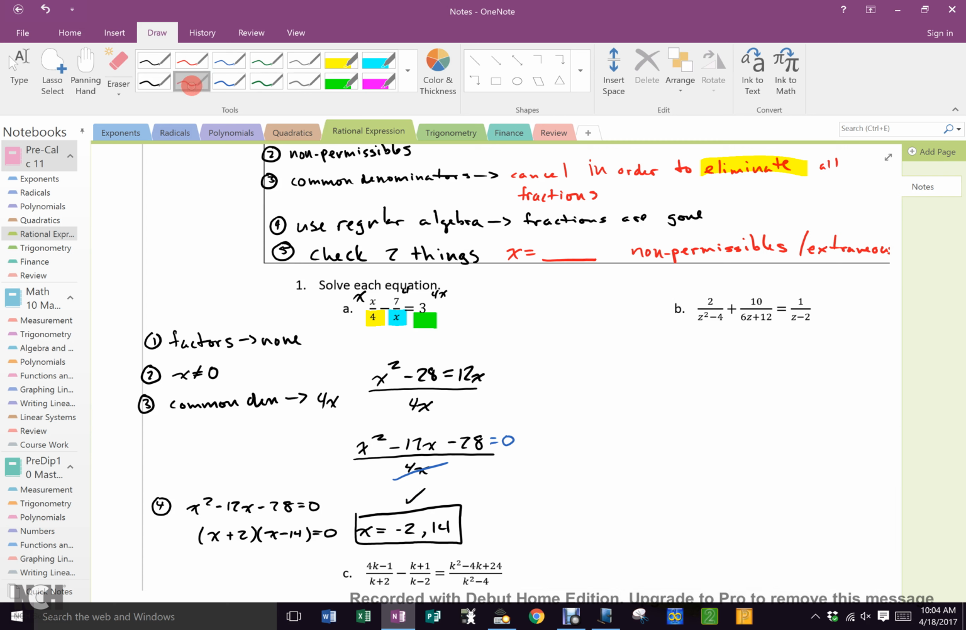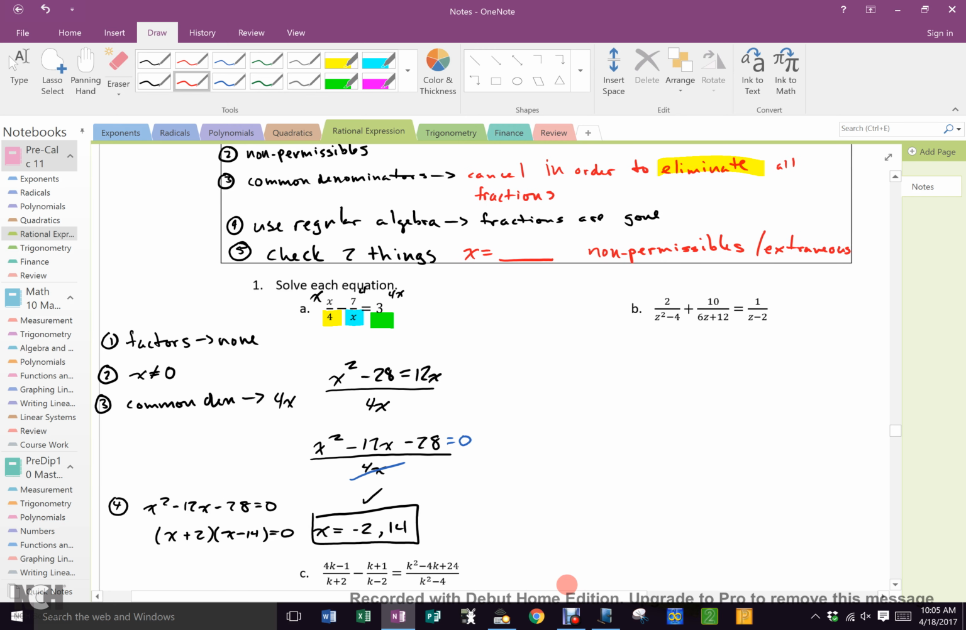14. 14 fourths minus 7 over 14 equals 3. 14 fourths is 7/2, yes? Minus 1/2, yes? Is 7/2 minus 1/2 3? Because that's 6/2. 6/2 equals 3. Is everybody good? Ranveer? Of course. Is everybody good?